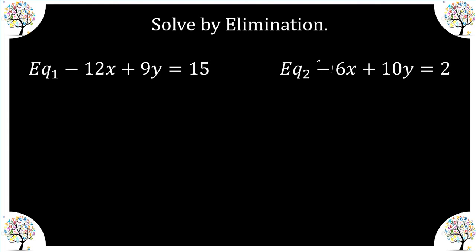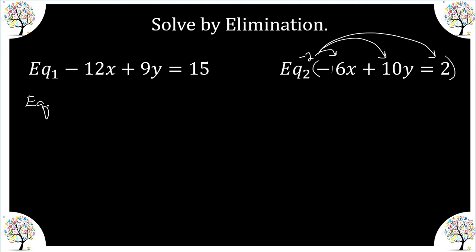So let's multiply equation 2. We want to change the sign to positive, and we want the 6 to be a 12. So we're going to multiply through by negative 2. I'm going to distribute the negative 2 to each term of equation 2, and rewrite it under equation 1.